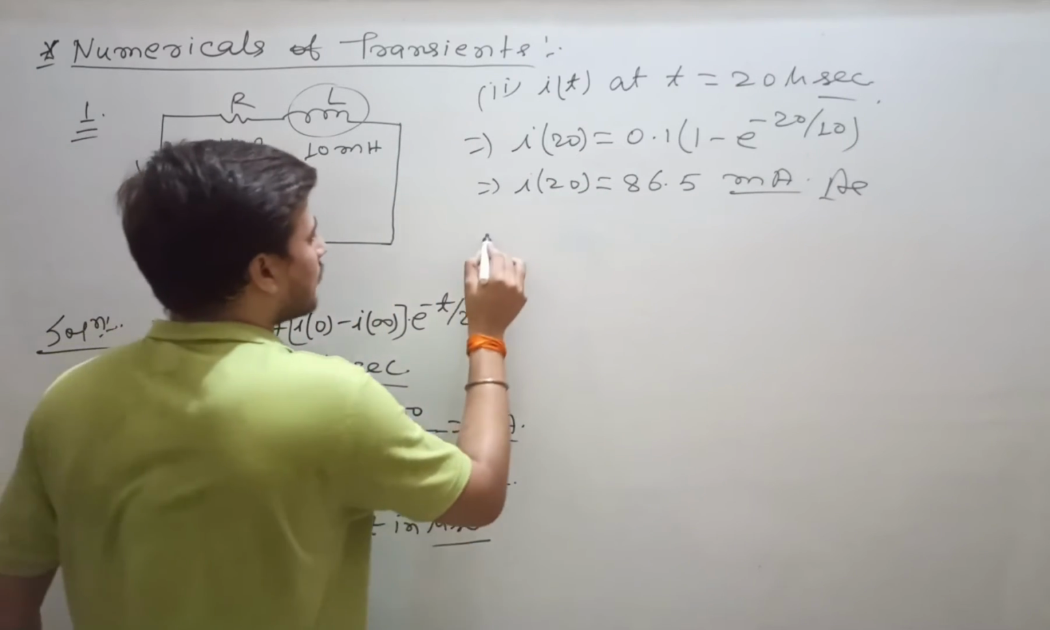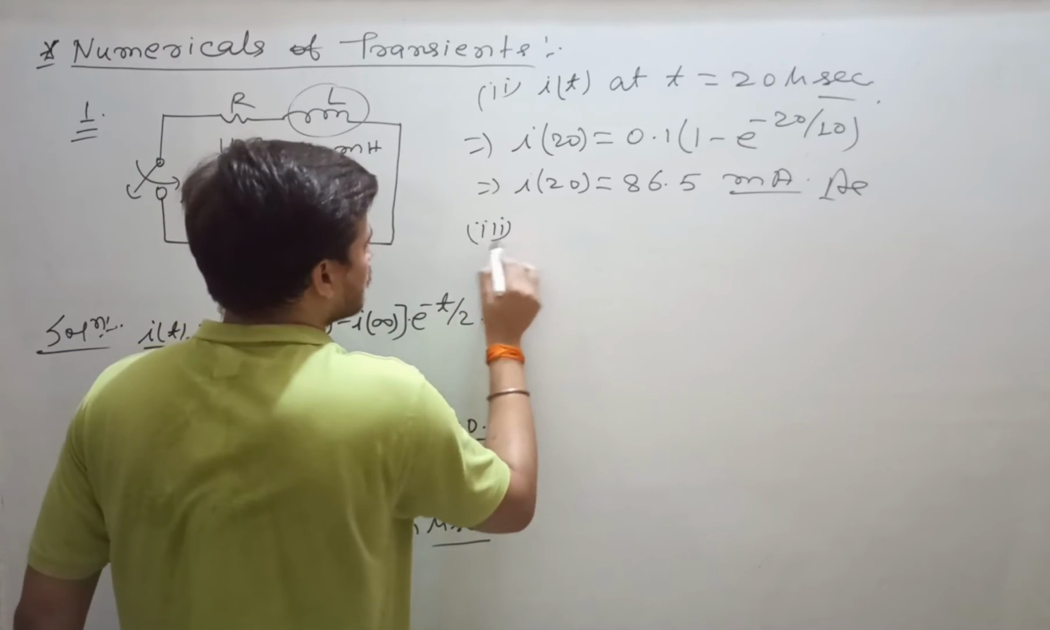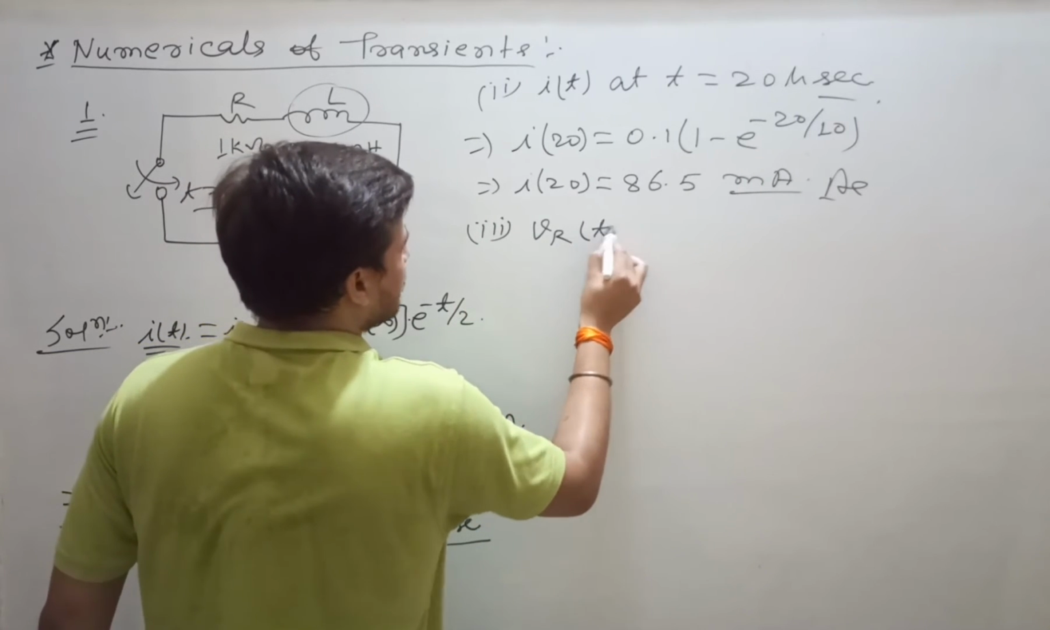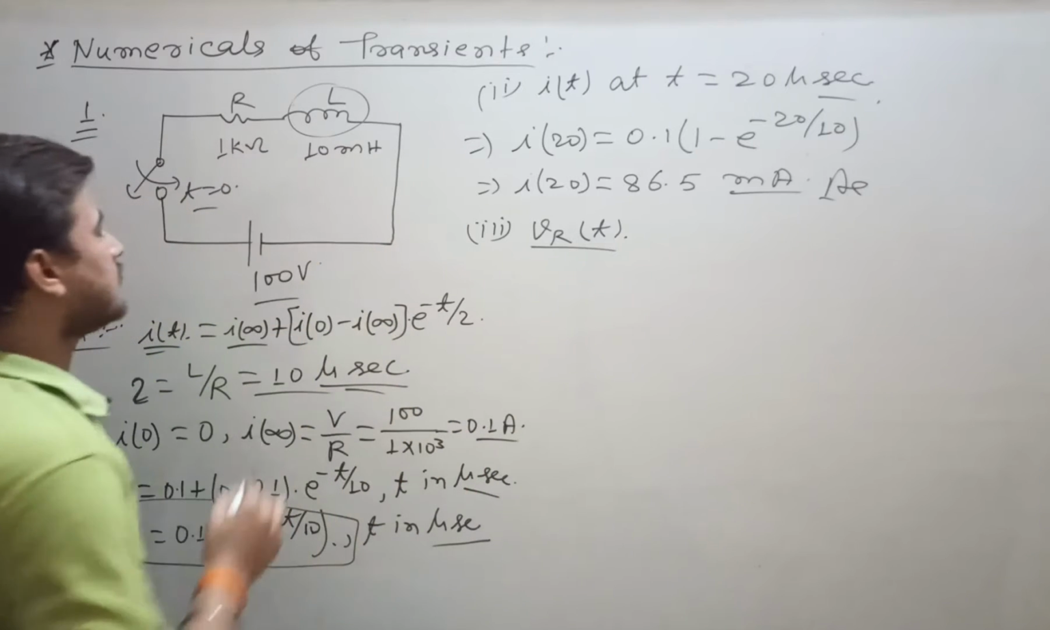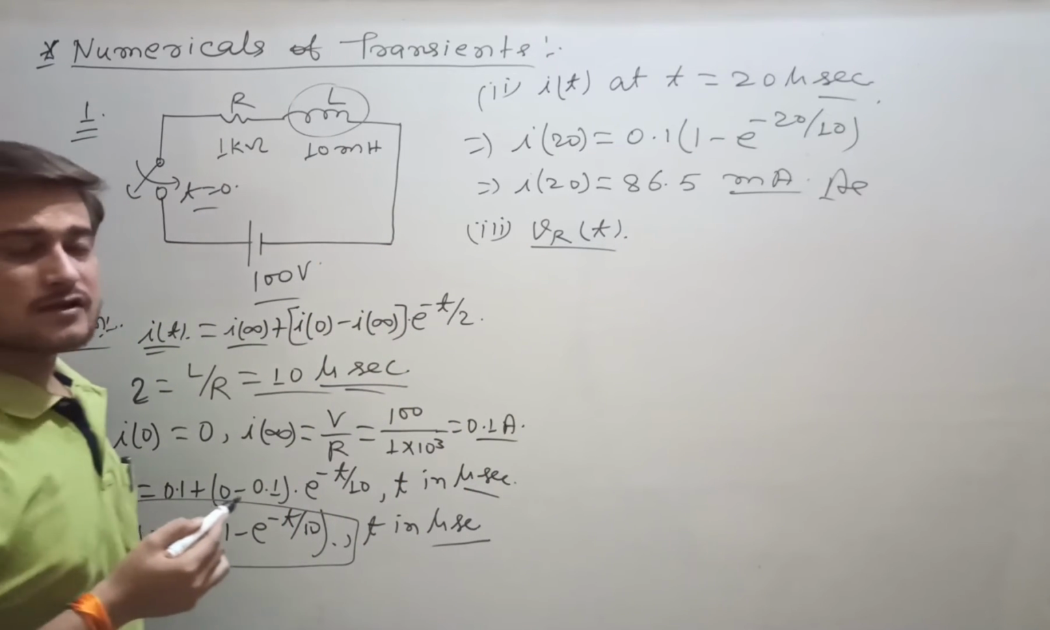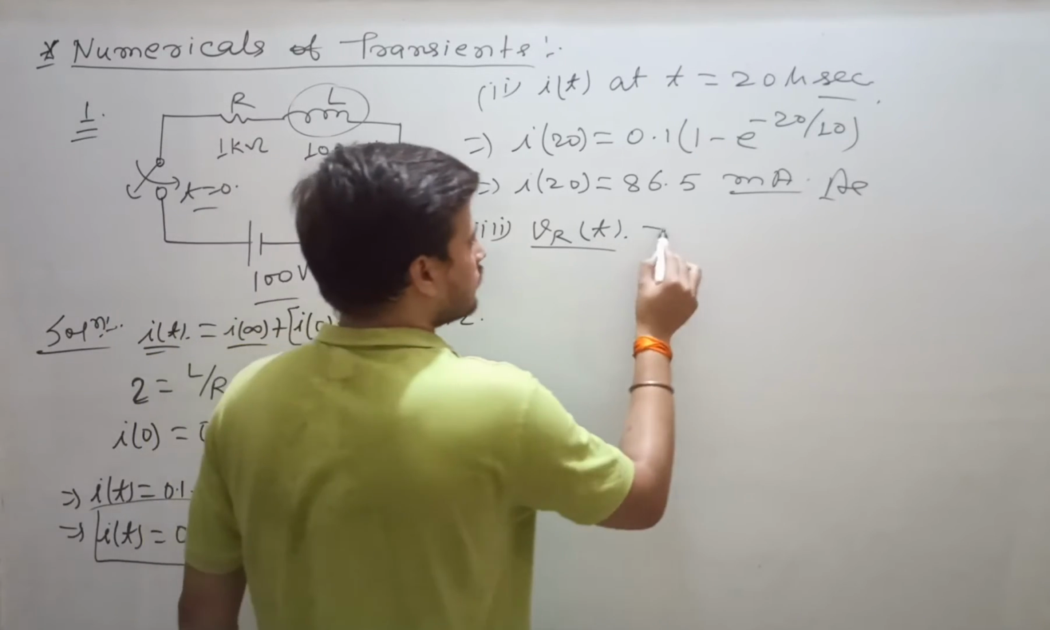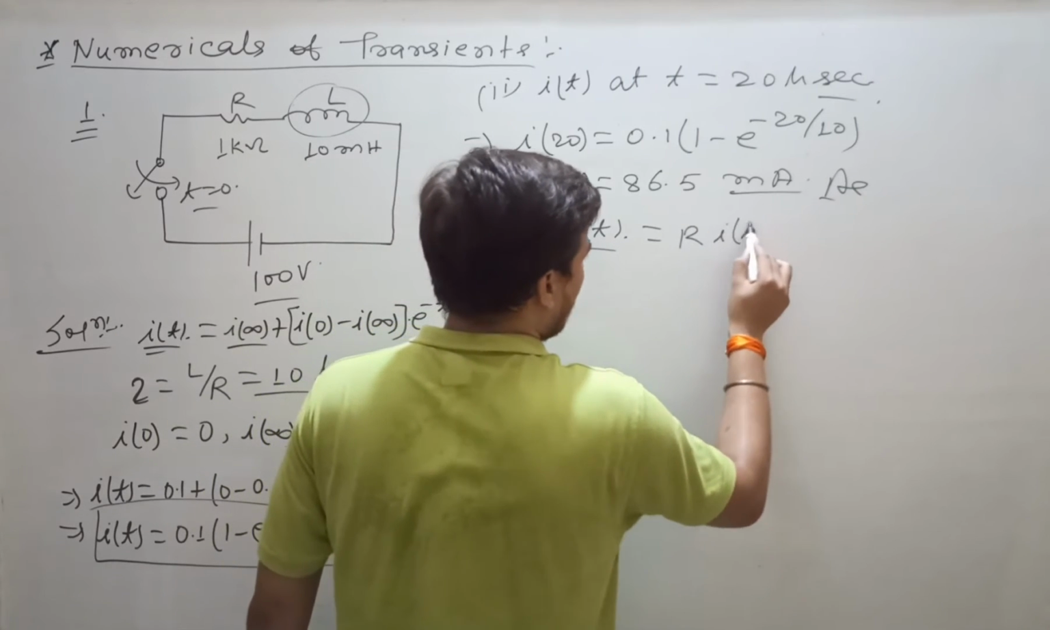Next, the third part of the question is to write the expression for voltage across resistor. The expression for voltage across resistor will be nothing but R into i(t).